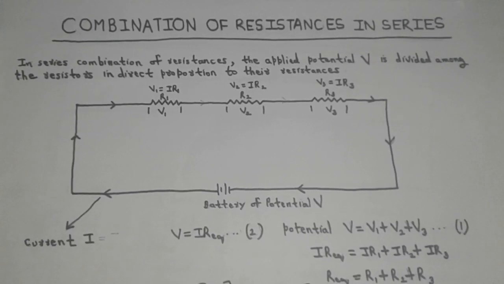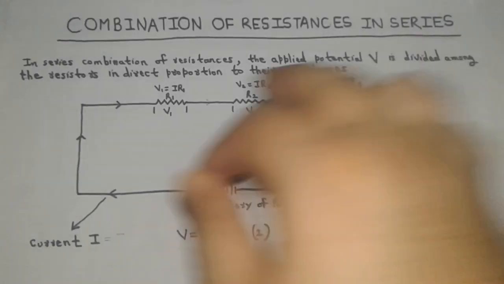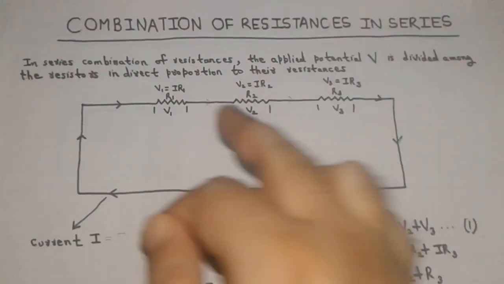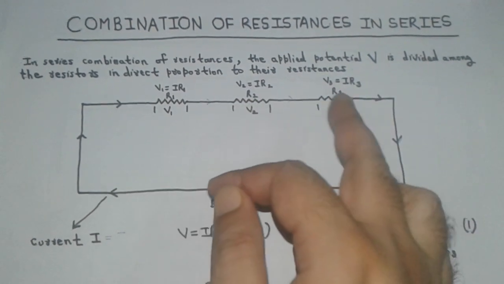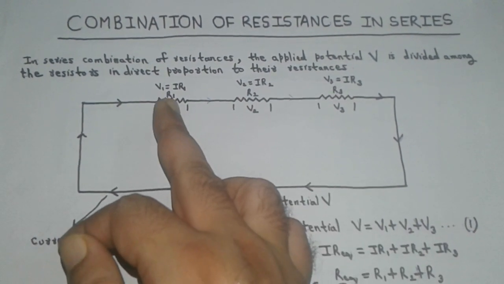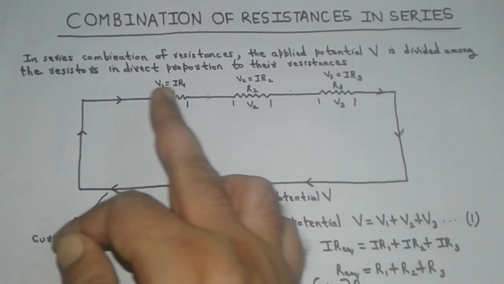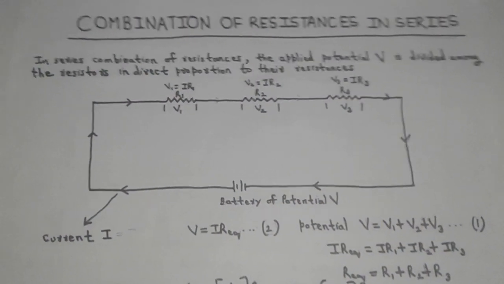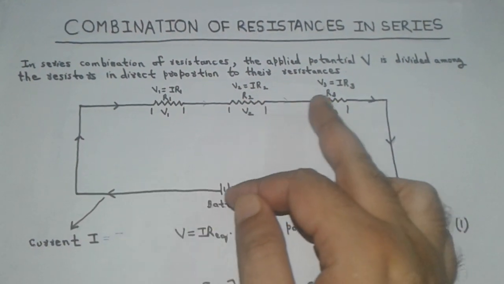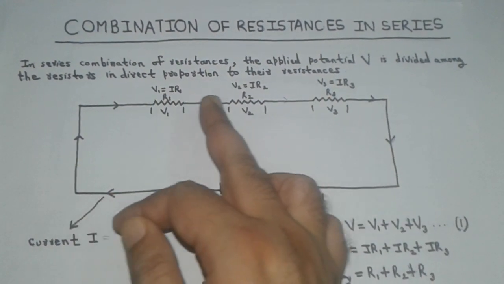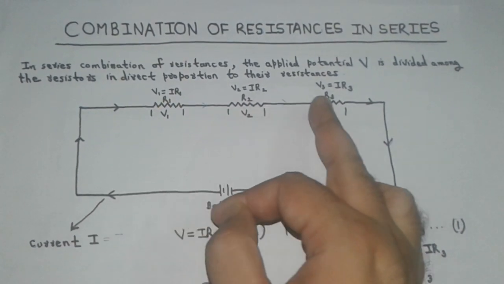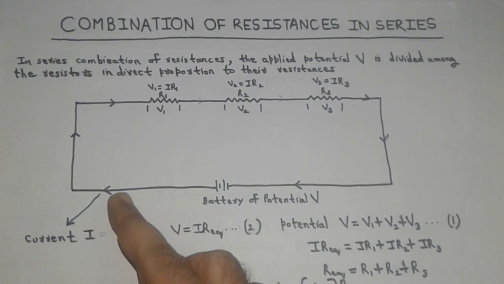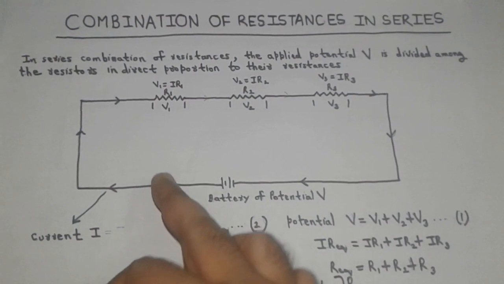Hello students, in this video we will discuss combination of resistances in series. Let us consider three resistors with resistances R1, R2 and R3 connected in series across a battery of potential V. In series combination of resistances, the current I flowing in all three resistances is the same and equal to the current supplied by the battery source.